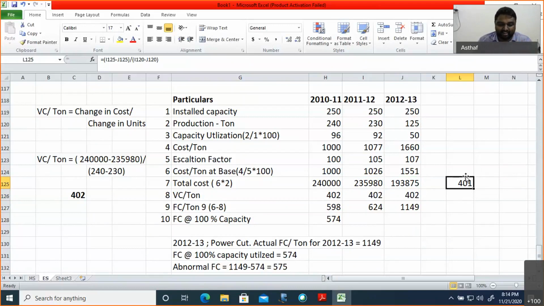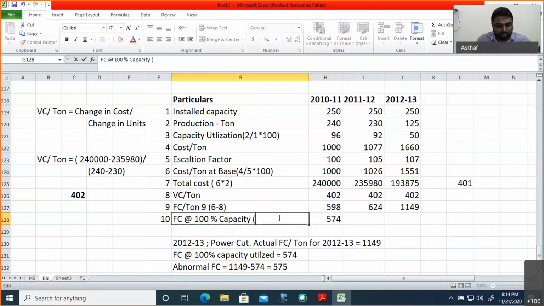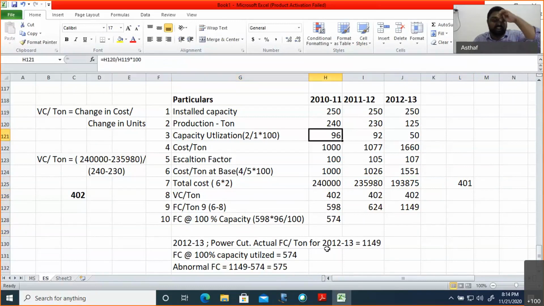You will get it. See this 574, I told the working. 574 is something. 598 into this is 496 400. That is your capacity utilization, which is only 96. This 598 is for 96. So what will be the 100? So capacity utilization, it will come the reverse way. Simple logic. If it is for 100, it will come down. That is the reason. Okay.